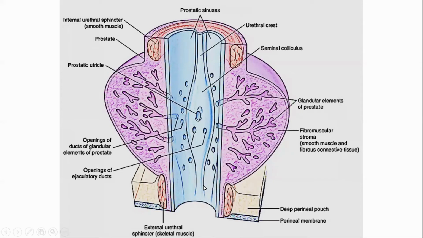On the urethral sinuses, the ducts of the prostate gland open. And on the midline of the urethral crest, there is one semicircular swelling. This is known as the seminal colliculus. On the midline of the seminal colliculus, there is one blind-ended pouch. This is known as the prostatic utricle. And on either side of the prostatic utricle are the openings of the pair of ejaculatory ducts.